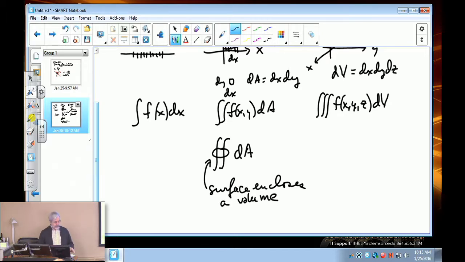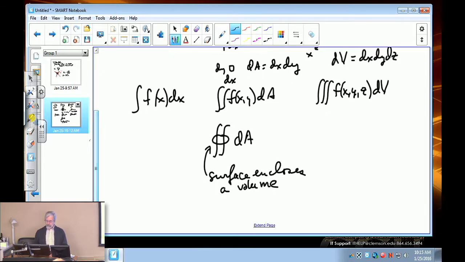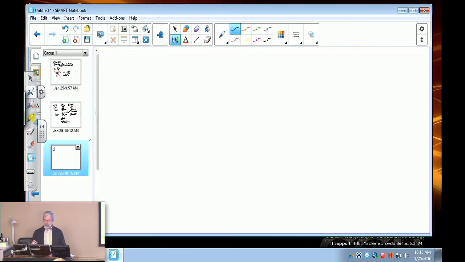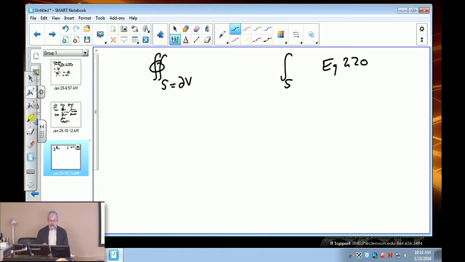Now, he's not, unfortunately, always strictly consistent in his notation. Sometimes you will see it with the circle around it like that. And sometimes you will see it without. Sometimes you'll just see it like this. Okay, equation 220, for example, uses this latter notation. He's more consistent later. This is what he means by it. It's a completely closed surface.